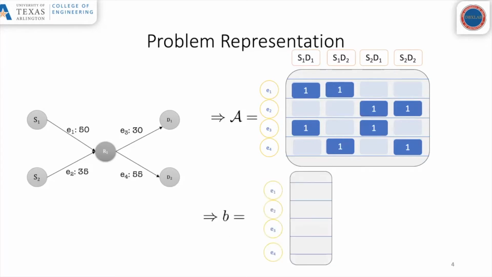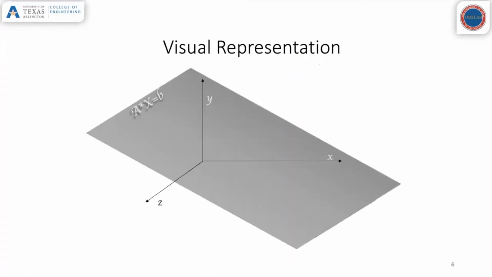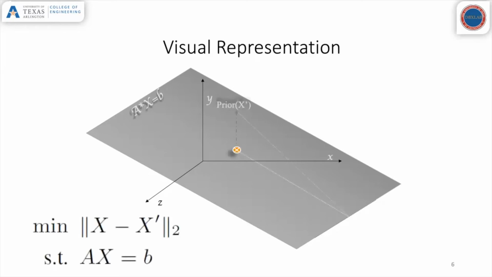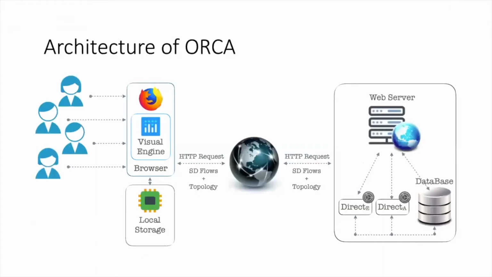Aggregate information on each edge is given by the B matrix. E1 has a total traffic of 50, E2 35, E3 30, and E4 55. We are also given a prior value. We are trying to find a value which is closer to the prior, but that is actually in the solution plane, because the actual problem has an infinite number of solutions. As you can see, we are trying to find the value which is closest to the prior.